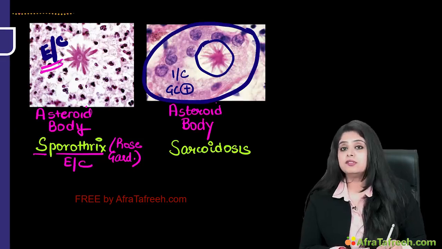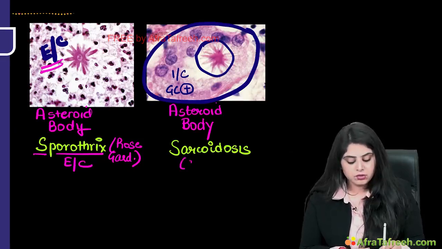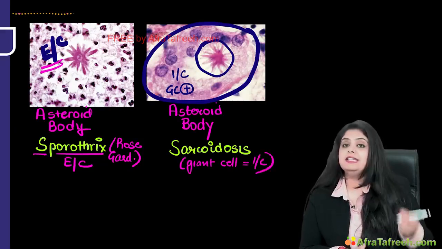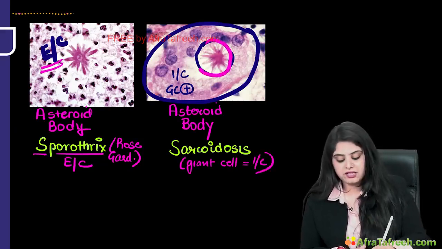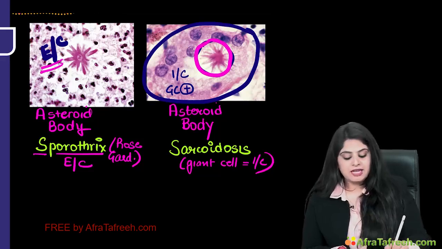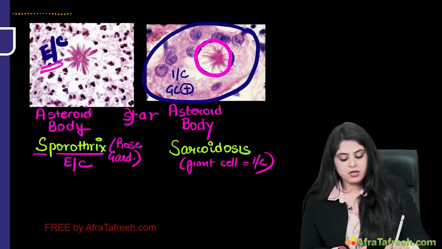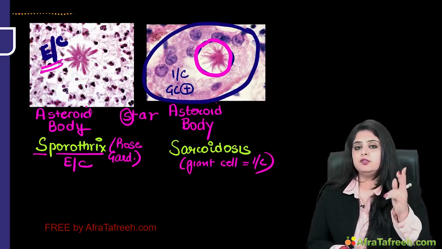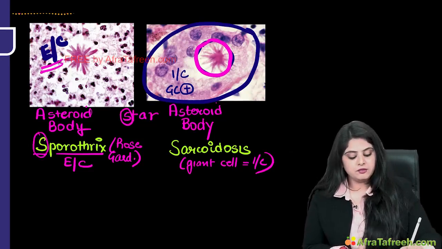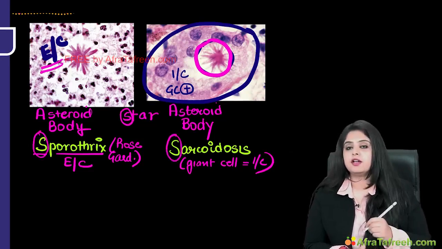But sarcoidosis is a granulomatous disorder. It's going to show you giant cells. So over here, the asteroid body is inside the giant cells. In sarcoidosis, the asteroid body is inside. So simple. As soon as they say there is a star-like body, S for star, S for Sporothrix, S for sarcoid. S for star, S for Sporothrix, S for sarcoid.